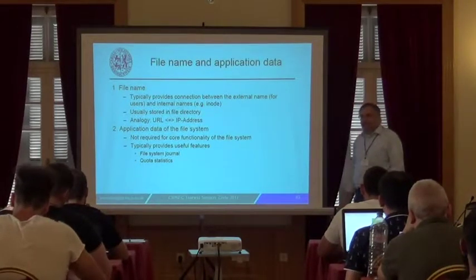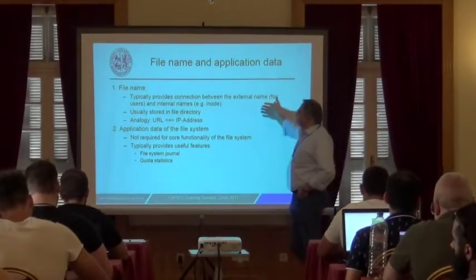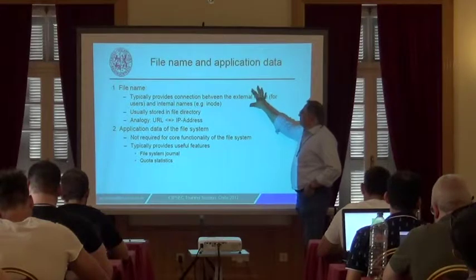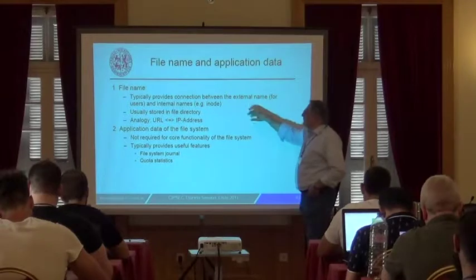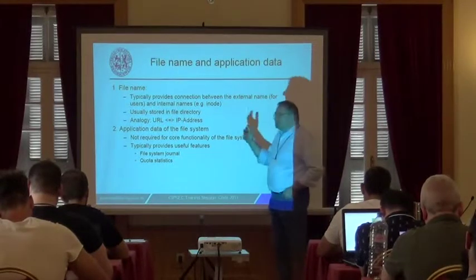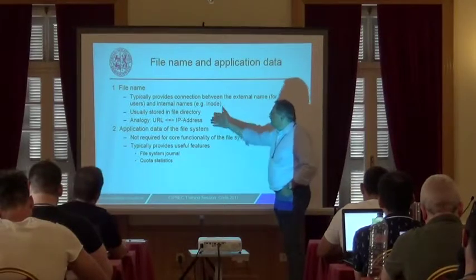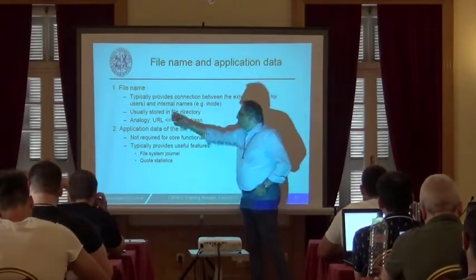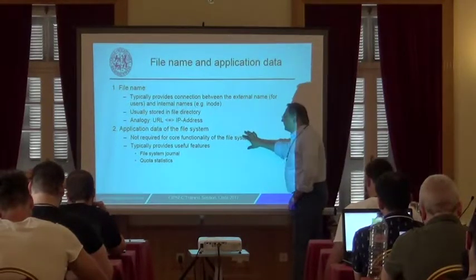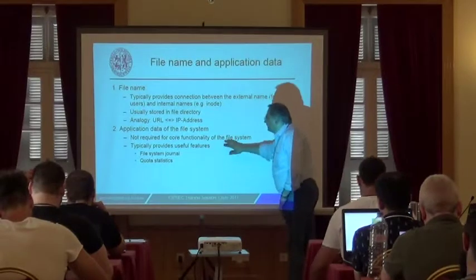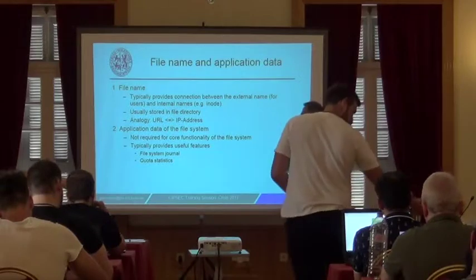The file name, as I told you, might exist in a separate location, and it gives us a connection between the user notion of what the file contains and the contents of the file. So think of it as the host name and the IP address. The IP address is a bunch of numbers that don't tell you a lot, but the host name might convey some information. The application data is not required for the file system to function, i.e. the file system doesn't care what you ask it to store.